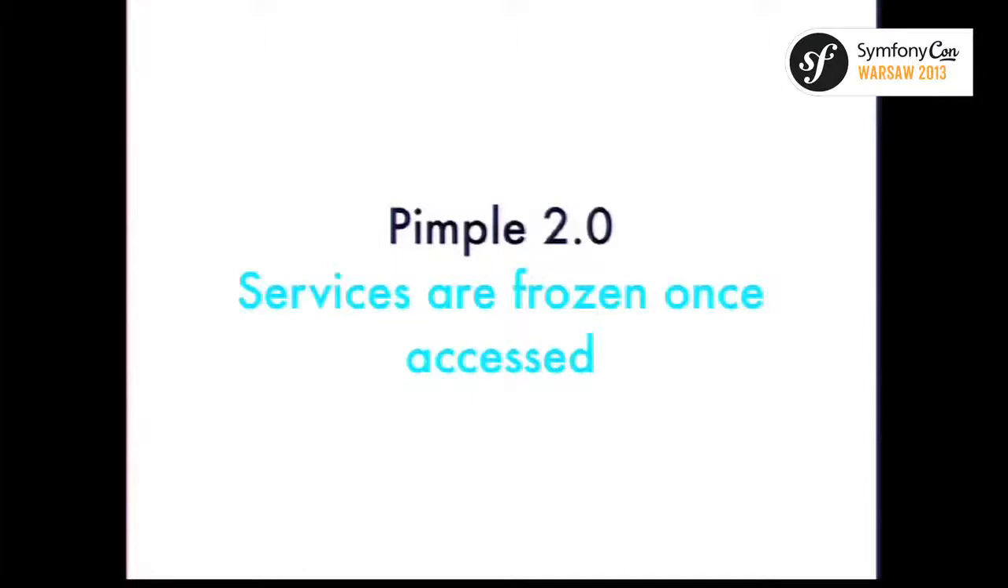But once you pull a service out of the container, it's actually going to be frozen. And if you try and change it by extending it or replacing it, Pimple will actually throw an exception. I'm not 100% sure if it gets around the problem I just described, and I think that depends on the extend implementation, but it should address a lot of the problems that we have.